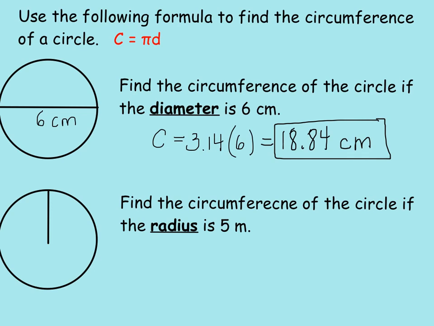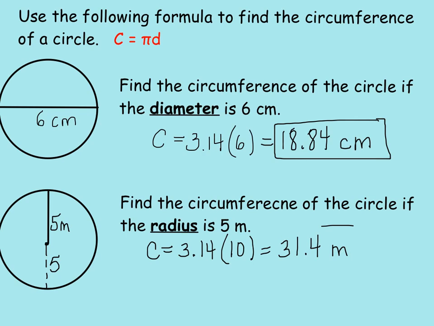Okay, for the second picture, we have a radius of 5 meters. To find the circumference of the circle, we're going to go ahead and use our formula, 3.14 times the diameter. Now, they don't give us the diameter in this one. Remember, the diameter is the distance all the way across. So that means we need to add in another 5. So that means that our diameter is 10. If we take 3.14 times 10, we get 31.4, and then our answer will just be in meters.